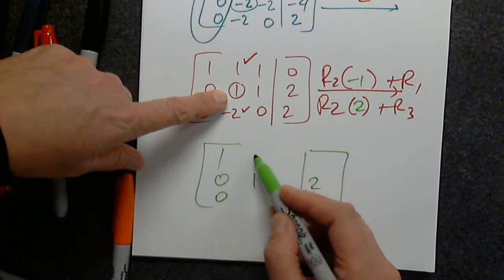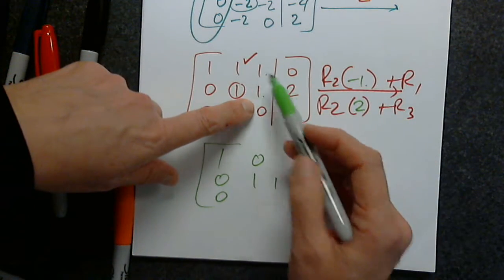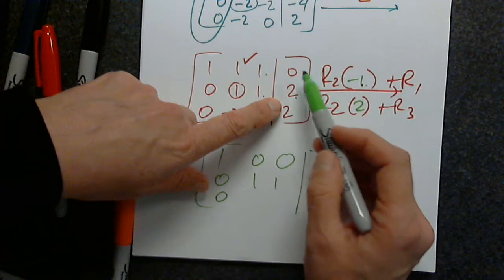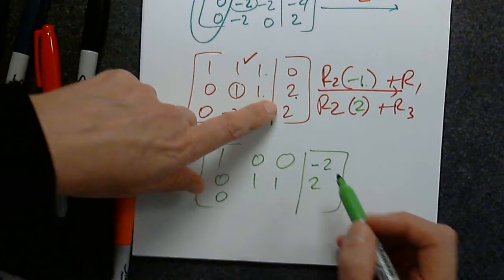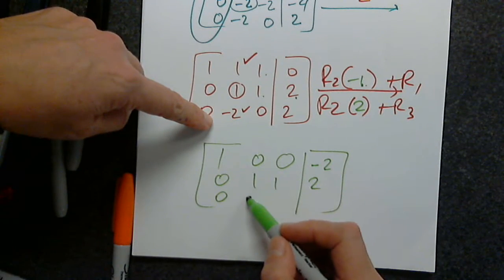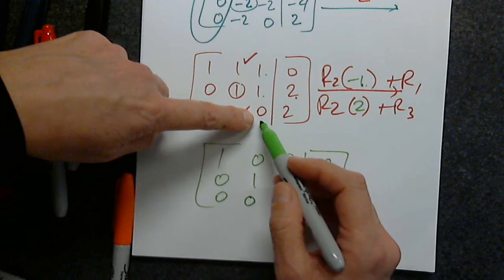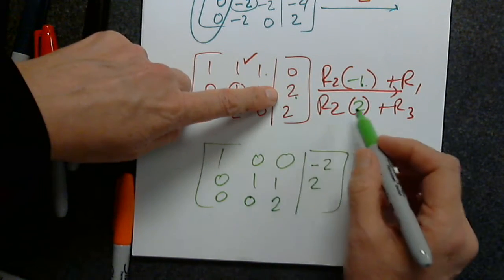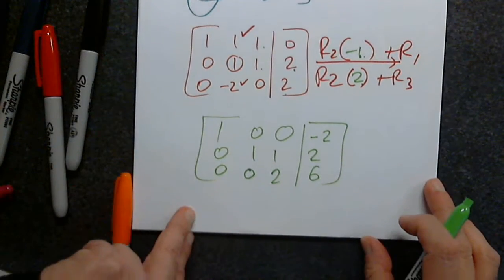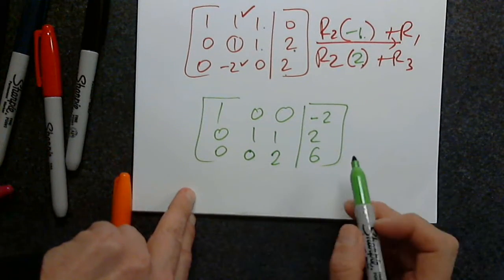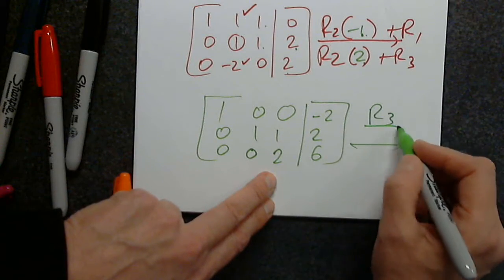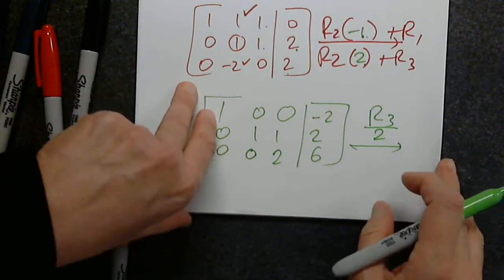1 times negative 1 plus 1. 1 times negative 1 plus 1. 2 times negative 1 plus 0. 1 times 2 minus 2. 1 times 2 plus 0. 2 times 2 plus 2. Excellent. Final step: I divide row 3 by 2.